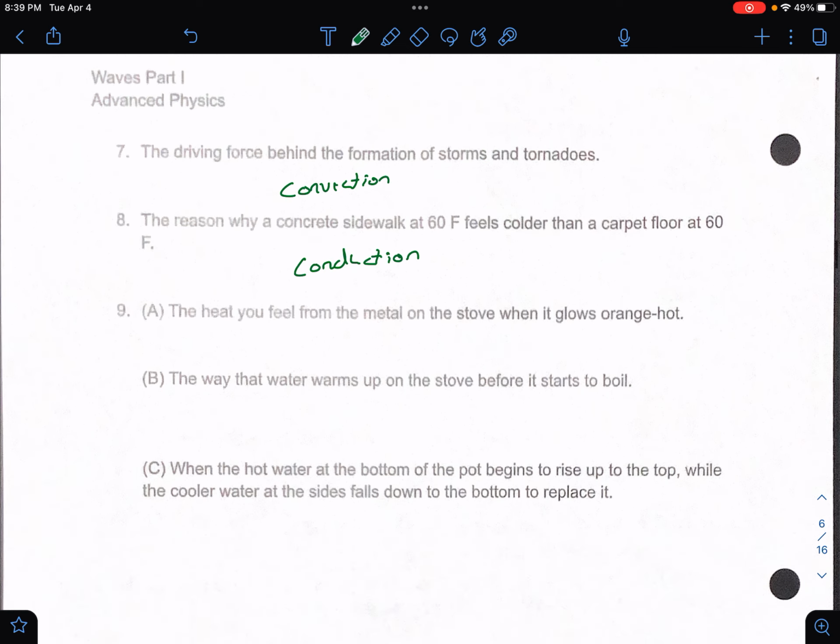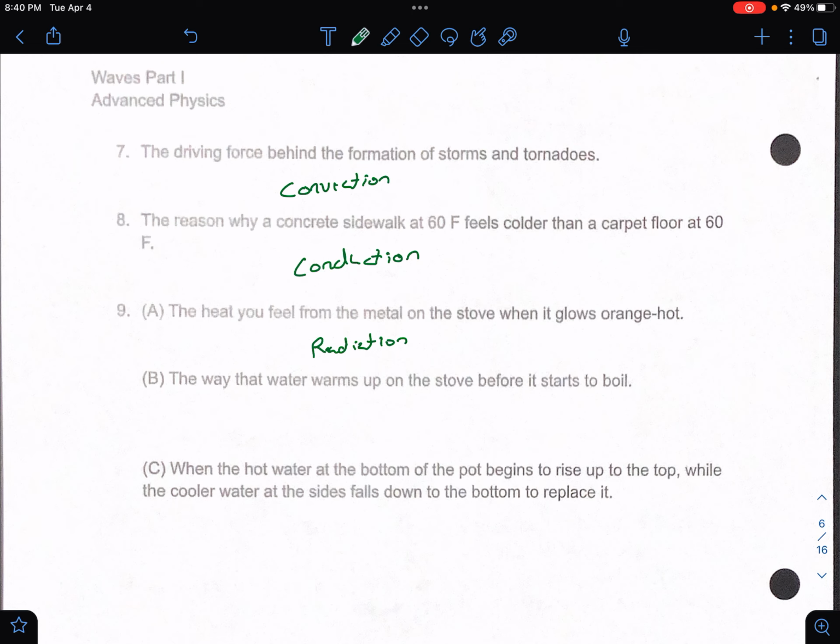Number 9, the heat you feel from the metal on the stove when it glows orange hot. We're not touching the heat, we're just holding our hands around it, so this would be radiation. Now, you could also say this is convection if you hold your hand above it, just from the heat rising. So it could honestly be kind of both. But radiation means you can feel that heat no matter where you put your hand.